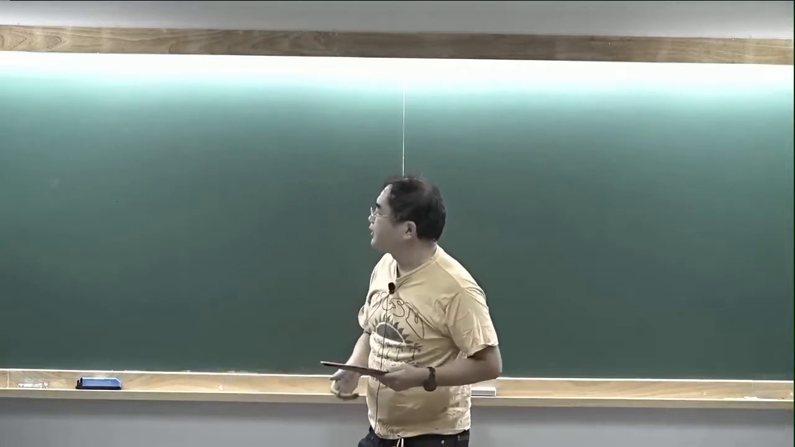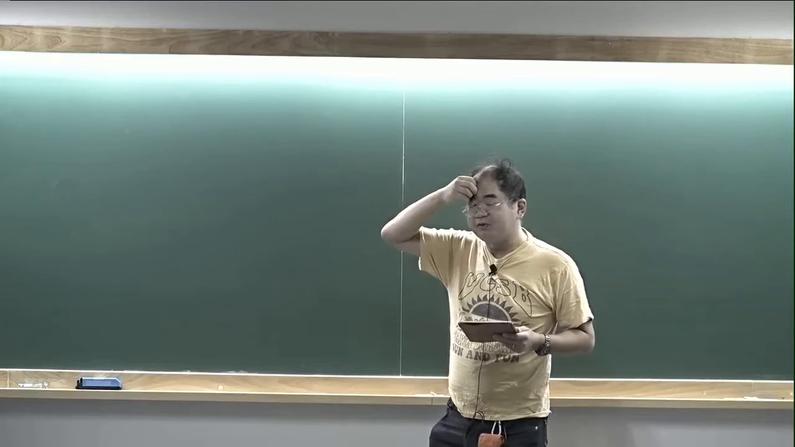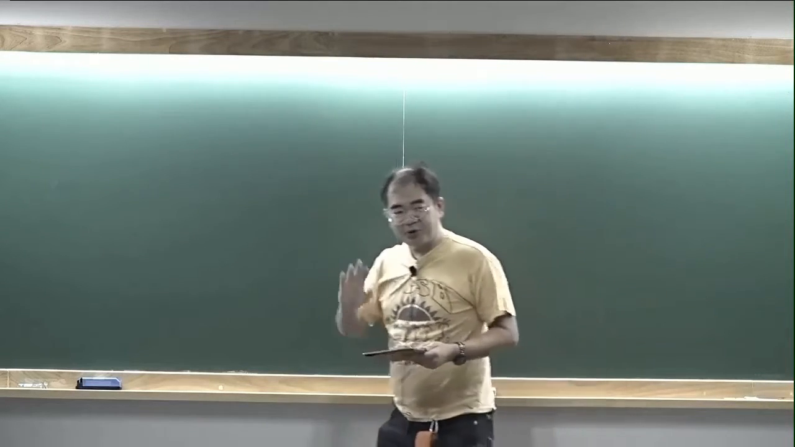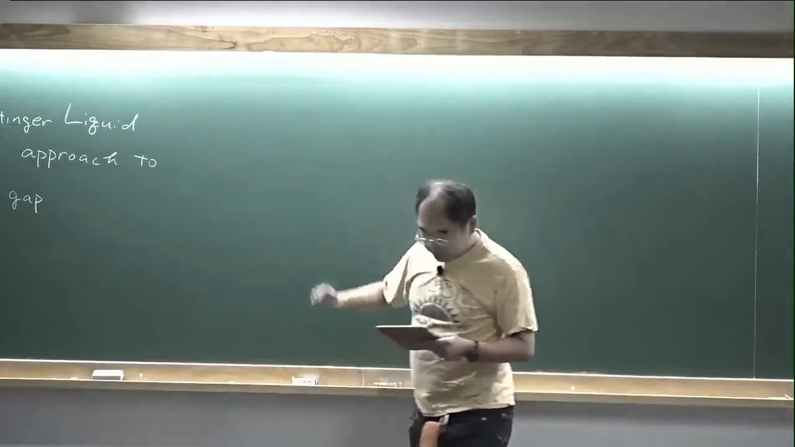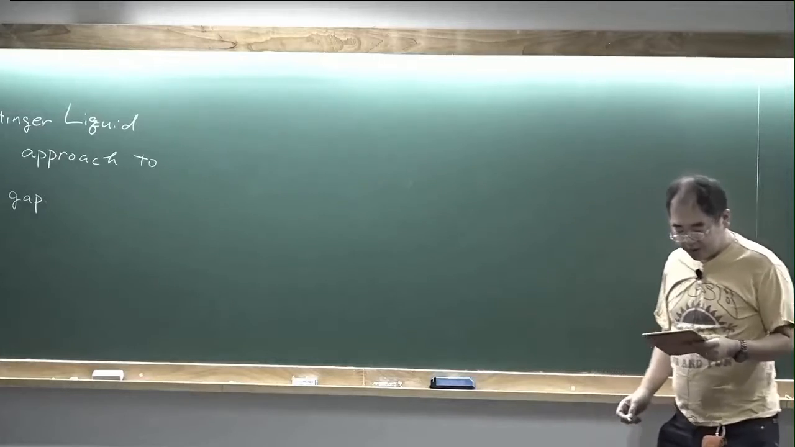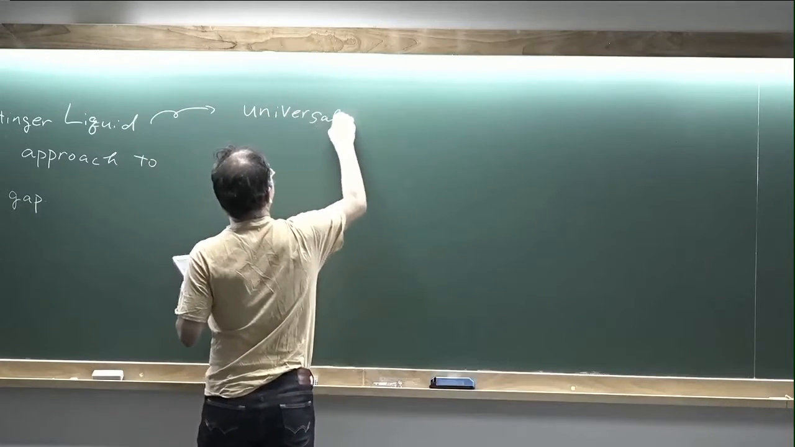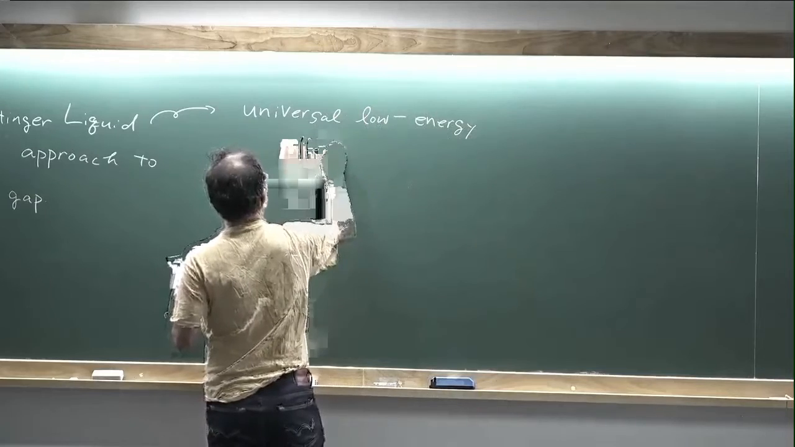So I will first review how we can describe various quantum many-body systems in one dimension using the so-called bosonization technique or Tomonaga-Luttinger approach. I'm sure many of you are already experts, but let me quickly go through. So Tomonaga-Luttinger is a universal low-energy effective field theory, which is nothing but a free bosonic field in 1+1 dimension.